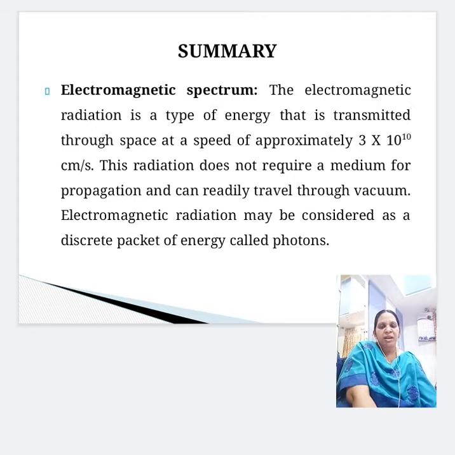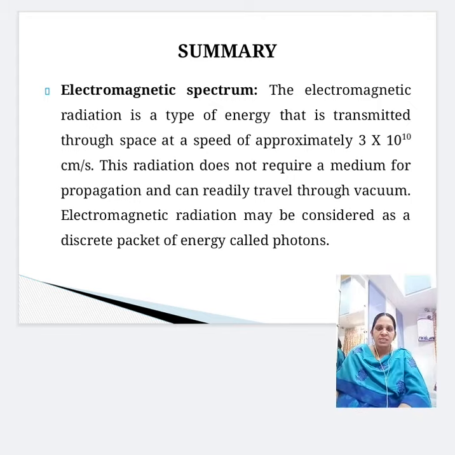So electromagnetic radiation is a type of energy that is transmitted through space with a speed of approximately 3 into 10 power 10 centimeters per second. This radiation does not require a media for propagation and can readily travel through vacuum. Electromagnetic radiation may be considered as a discrete packet of energy called photon.